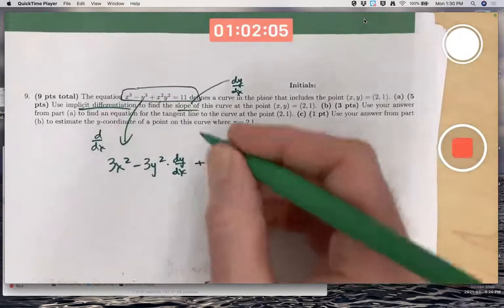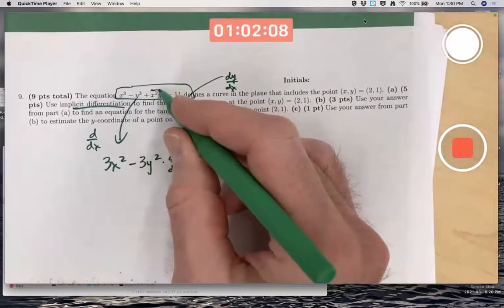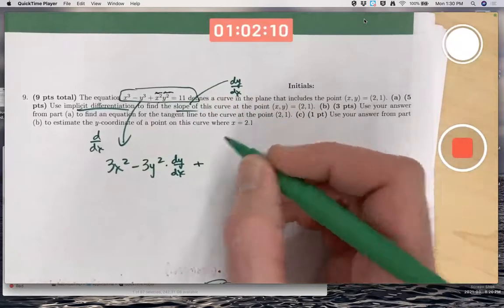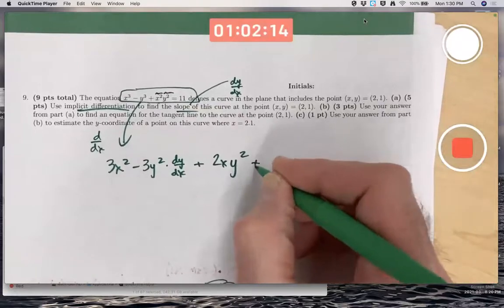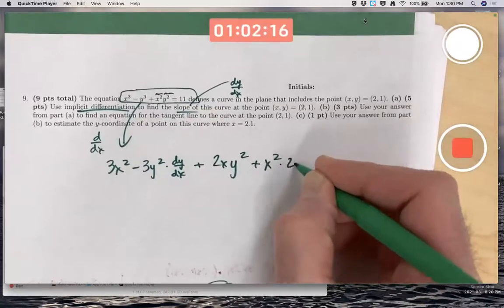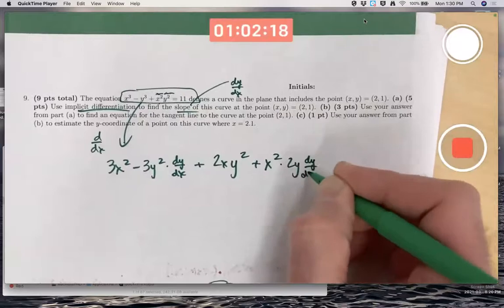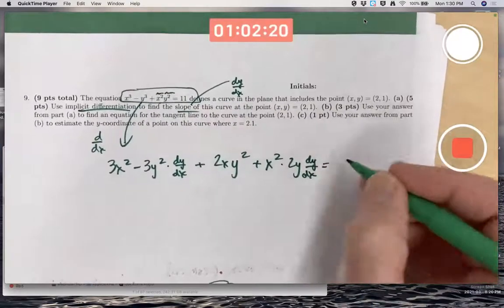With this next term, we've got a product of two things. I need the product rule. The derivative of x squared is 2x times the second function plus the first function times the derivative of the second, 2y dy/dx. The derivative of 11 is 0.